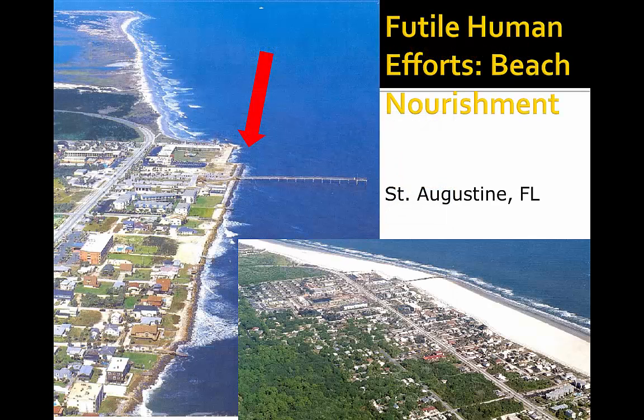St. Augustine, Florida, learned their lesson regarding seawalls, well, sort of. In part because of the seawall pointed out by the arrow, erosion essentially removed all the sand from the beach. So sand was dredged from offshore and used to rebuild the beach in 2001 at a cost of about $16 million. And you can see the restored beach in the lower right.